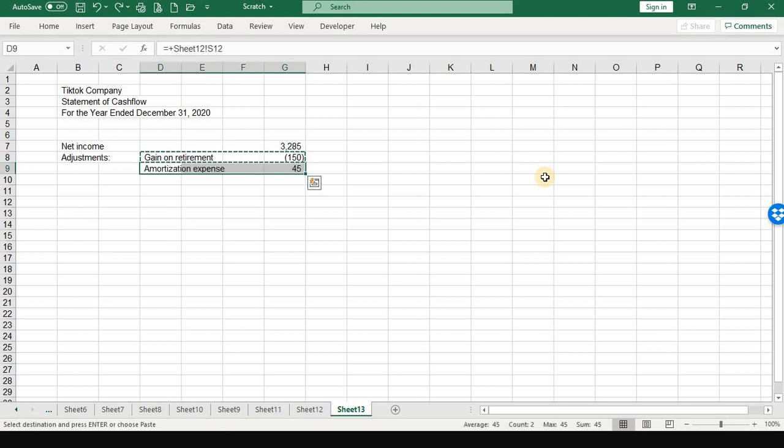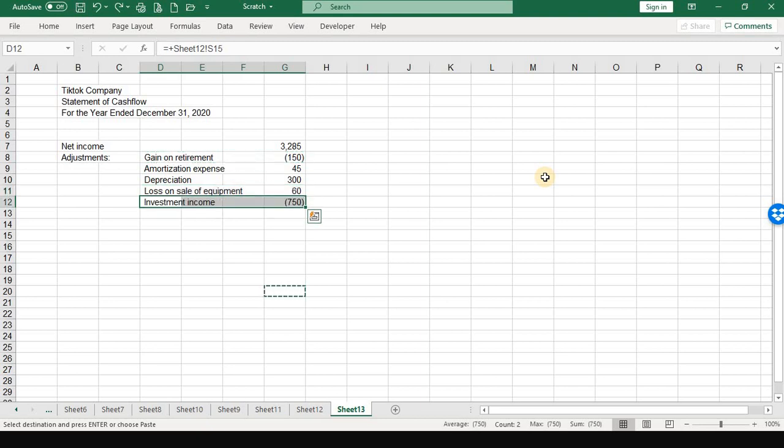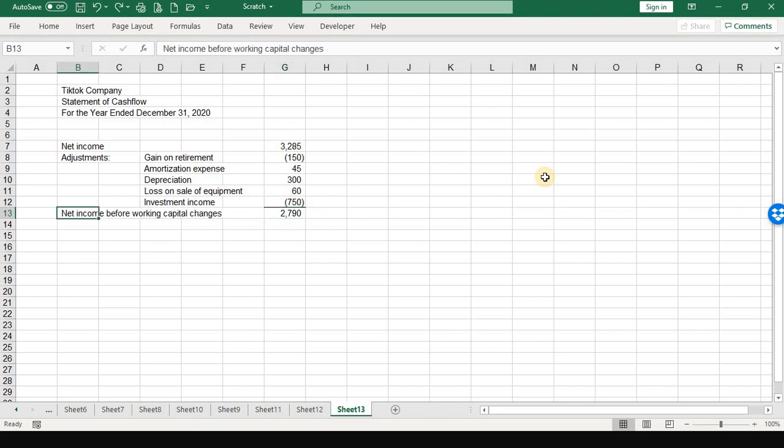Next is the amortization. The expense is added back, as well as the depreciation of 300, which is also added back. The loss on sale is also added back for 60 pesos, and the investment income is deducted for 750 pesos. So the total of 3,285 and the adjustments is 2,790. And this is our net income before the working capital changes.